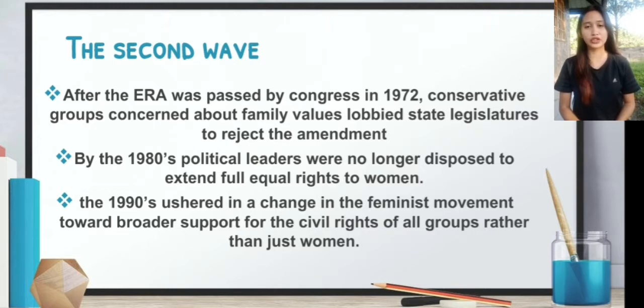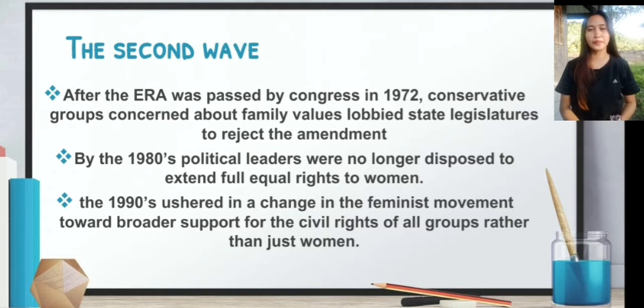The 1990s ushered in a change in the feminist movement toward broader support for the civil rights of all groups rather than just women. For example, the National Organization for Women, or NOW, the nation's largest feminist organization, now includes combating racism and promoting welfare reform, immigrant rights, and affirmative action on its agenda. A rising number of essays and books on equity written by contemporary feminists, sociologists, and critical theorists explore the connection of race, gender, and class in the fight for equity for all groups.